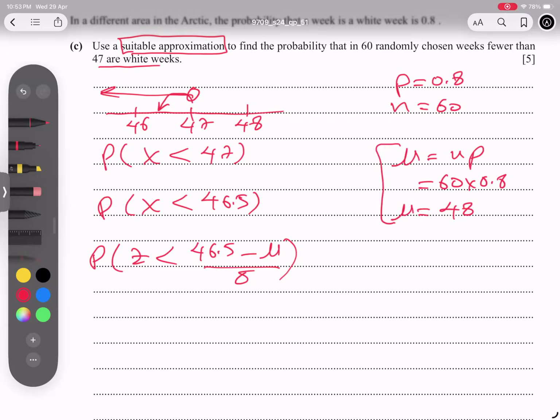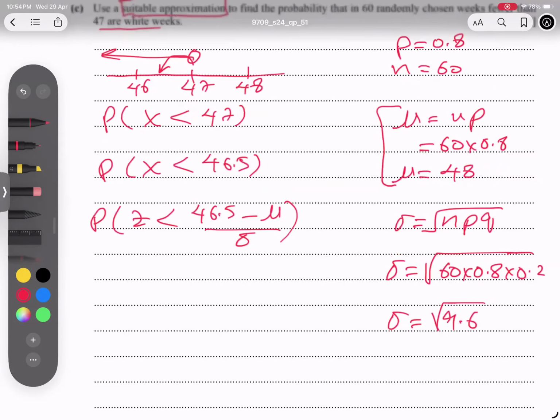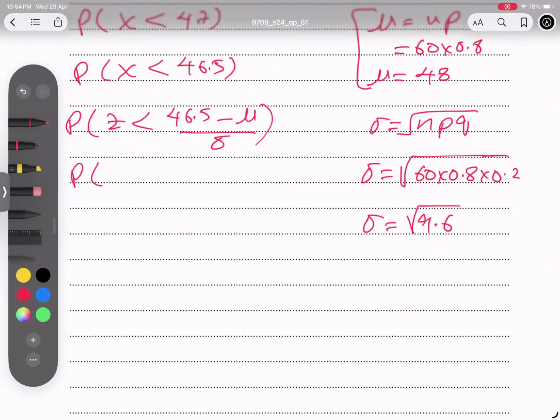And what is the deviation, students? The deviation formula is the square root of npq. Inside, n is 60, times 0.8, times 0.2, and I'm getting 9.6 inside. Now I'm going to plug in these values: the mean is 48 and the deviation is root 9.6.